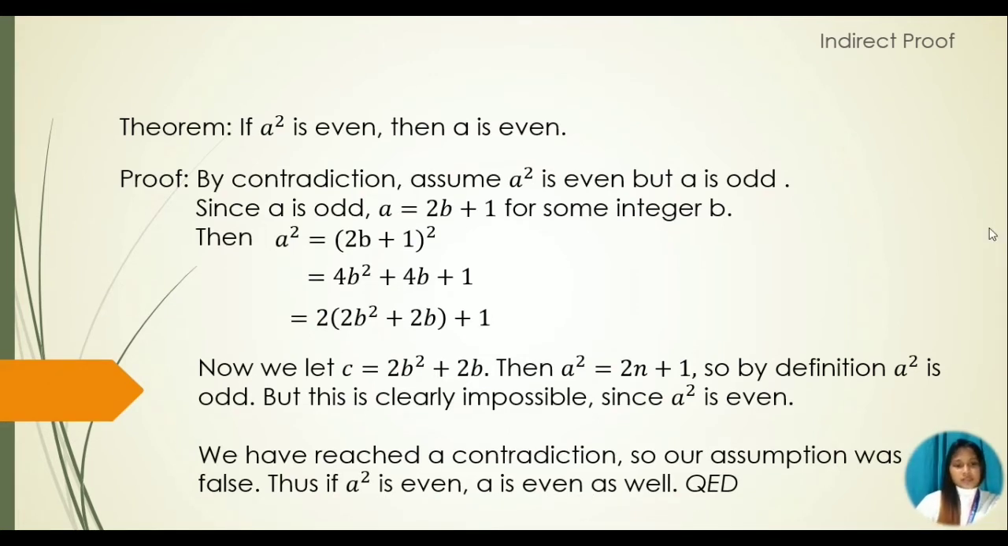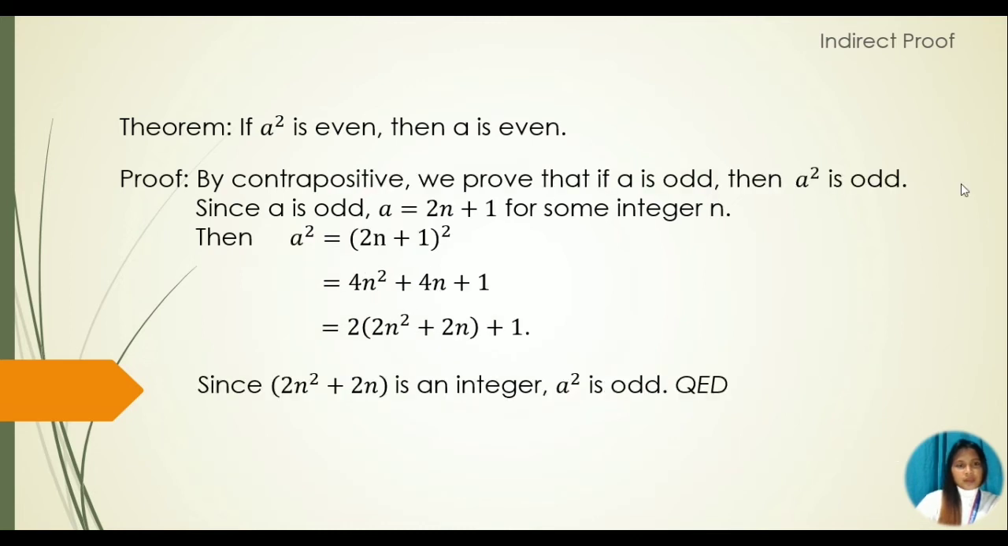Alright, so the next example is an example of proof by contrapositive. This uses the fact that an implication and its contrapositive are equivalent. So for example, if a squared is even, then a is even. So proof by contrapositive, we prove that if a is odd, then a squared is odd.